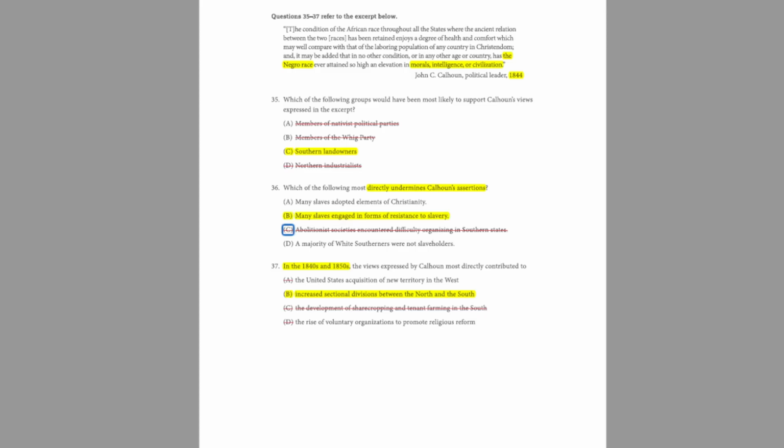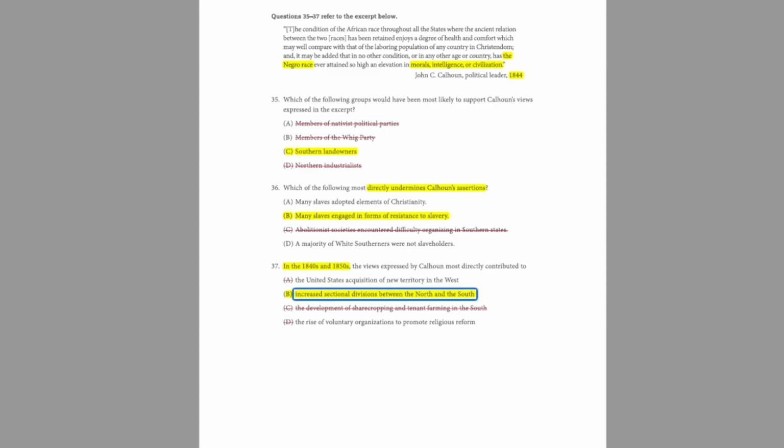Moreover, C, abolitionist society encountered difficulty organizing in southern states, could also be interpreted as the opposite of what B says, because it suggests that slavery was firmly established in the South. Question 37. This one should be clear just from the year mentioned in the attribution, 1844. By that time, the country was already deep in sectional conflict, with slavery at the heart of the divide. The correct answer is B.